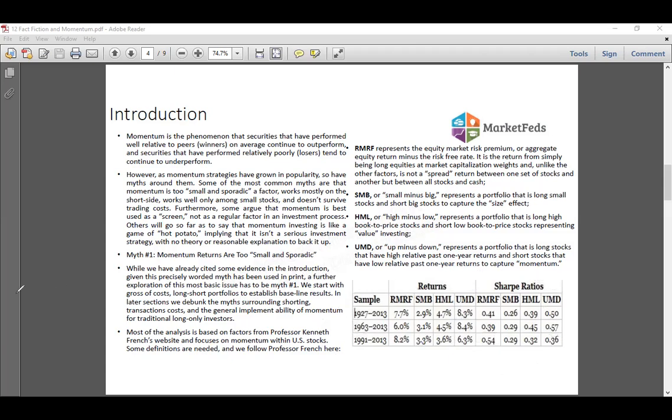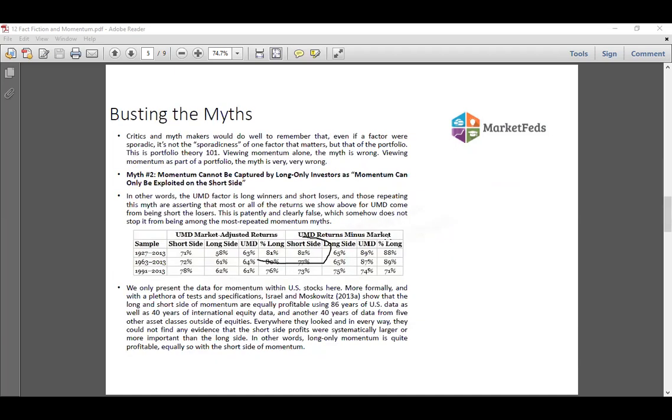It's not something which is called a hot potato, or that it's too small and sporadic. And what is UMD? You should know what the universe is. Now, if you are busting the myth, what is that one thing that is going to help you? It's obviously the performance. What's the performance of this particular thing? The performance is basically on the short side, UMD returns minus market. Look at the returns on the long side, and that's the overall return, and how much of the return is conferred from the long side. So this is something which is going to help me debunk every myth that is out there.